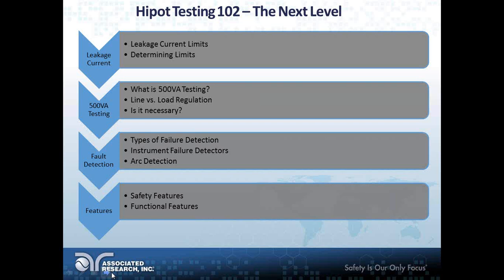What is the unit detecting? What is your Hipot detecting? What is it finding out? What is it telling you? How does it take that information on a failure and spit it back to you, and how accurate is that?